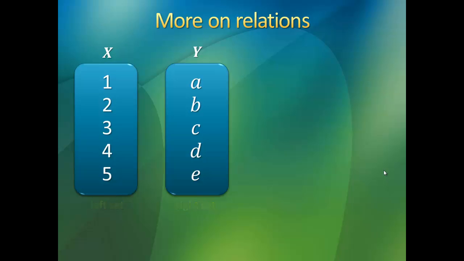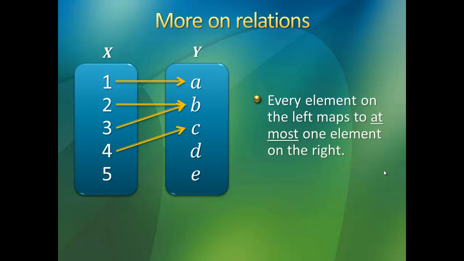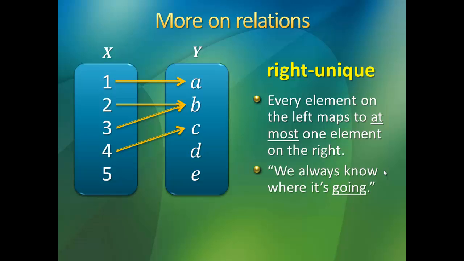First of all, take a look at this relation. Notice that each element in the left set maps to at most one element in the right set, if it maps to anything on the right at all, that is. We say that such a relation is right unique. Think of it this way. If we started with an element on the left and moved along the arrow to the right, we could only possibly end up at one element on the right. We always know where it's going.